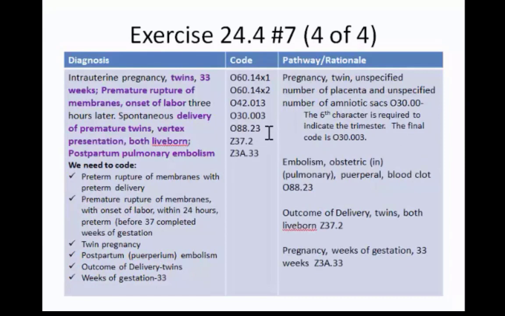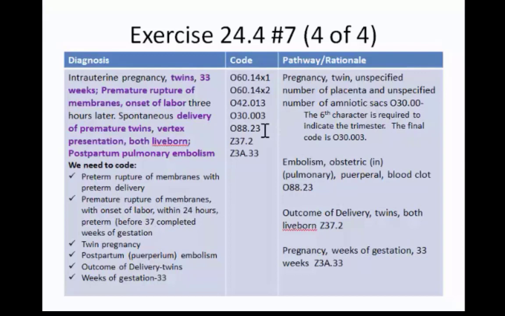And here is the last few codes where you have a twin pregnancy. Anytime you have multiples, you're going to be assigning a code specific to that. In this case, it was twin. It could be multiples. And we were not told in the documentation how many placenta or amniotic sacs there were, so you're going to choose the less specific O30.00 with the 6th character indicating it was the 3rd trimester.